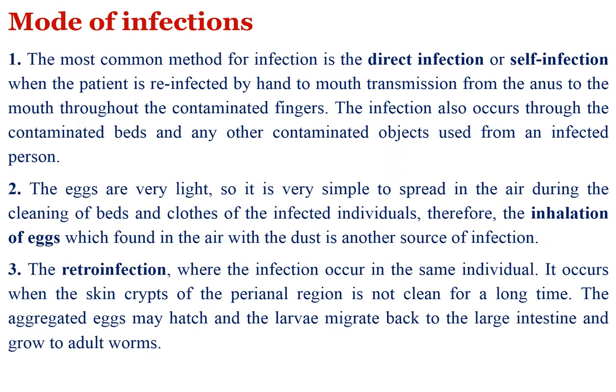Mode of infections. 1. The most common method for infection is direct infection or self-infection. The patient is reinfected by hand-to-mouth transmission from the anus to the mouth through contaminated fingers. The infection also occurs through contaminated beds and any other contaminated objects used by an infected person.